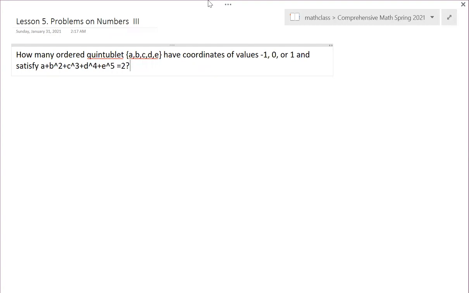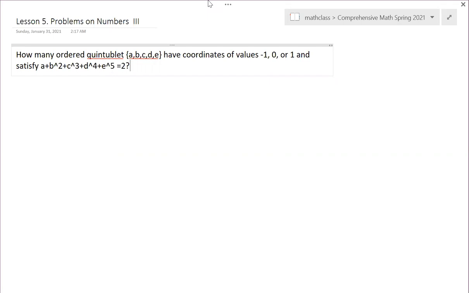So here's the question: how many ordered quintuples (a, b, c, d, e) have coordinates of values -1, 0, or 1 and satisfy this equation? So how do we begin with this problem? First of all, you make some observations.